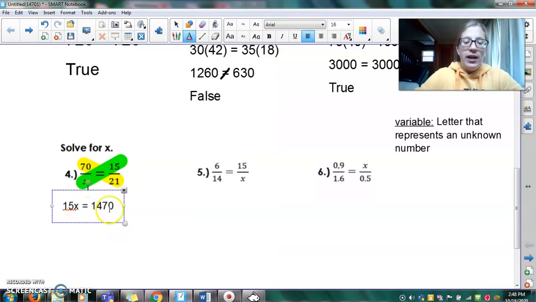1,470. And here's what we are left with. Right now, I can't look at this and say this is a true statement or a false statement because I'm stuck with the letter X. And so we need to think about how I go about getting this letter X alone so I can figure out what exactly we know is the value of X.